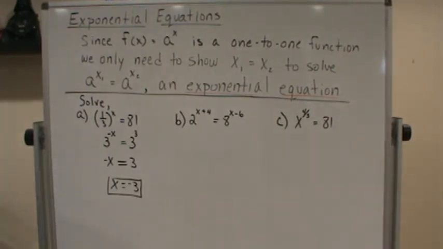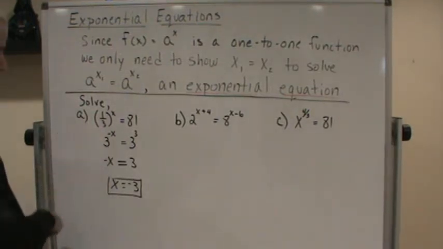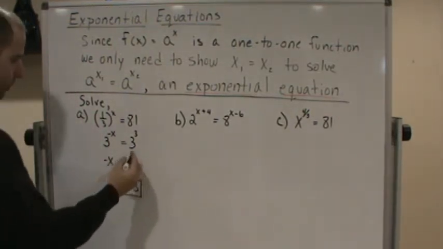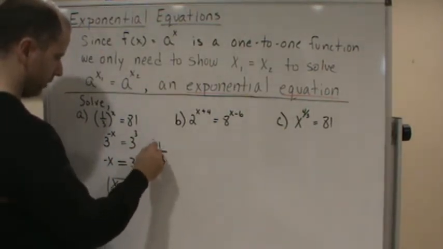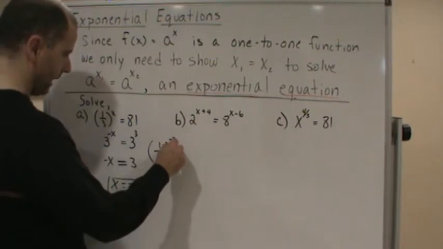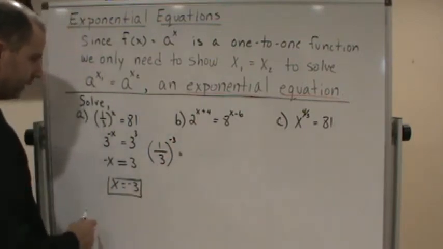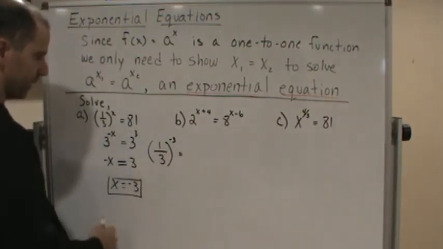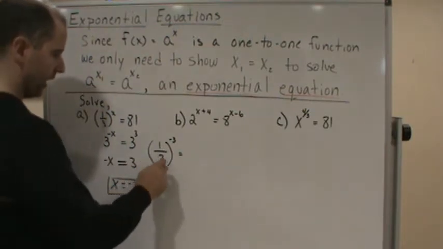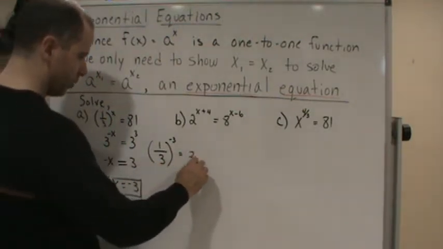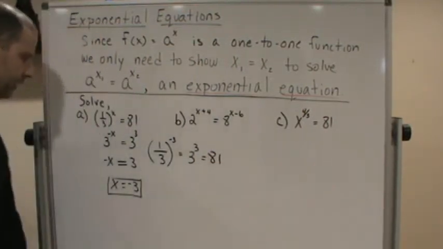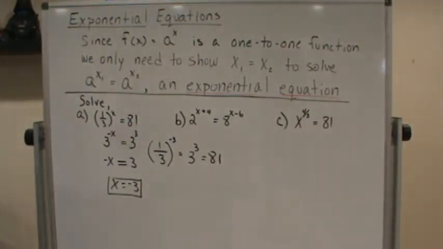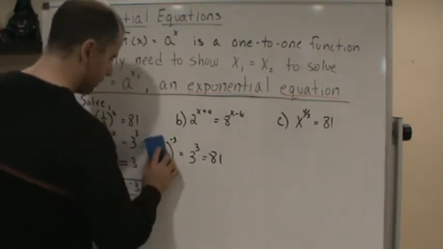And again, plug this back in and verify that this is correct. Because if I put in negative 3 here, so 1/3 to the negative 3rd power, well, again, I'm going to use my properties of exponents: this is the same as 3 to the 3rd power, which is equal to 81, and it works. Okay, so that's A. So A is solved.